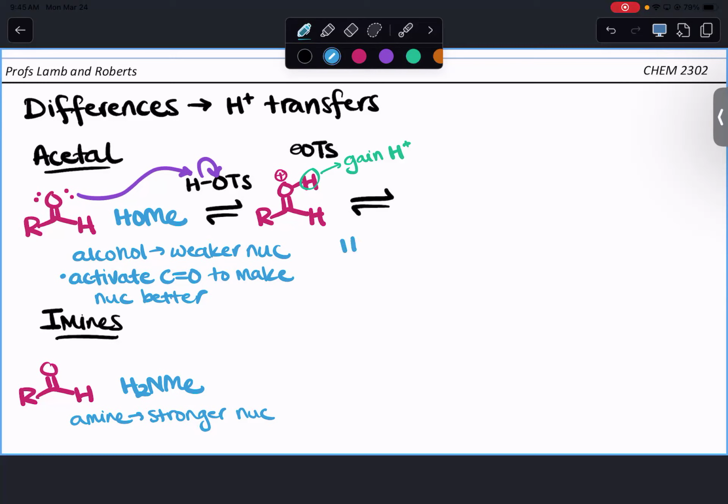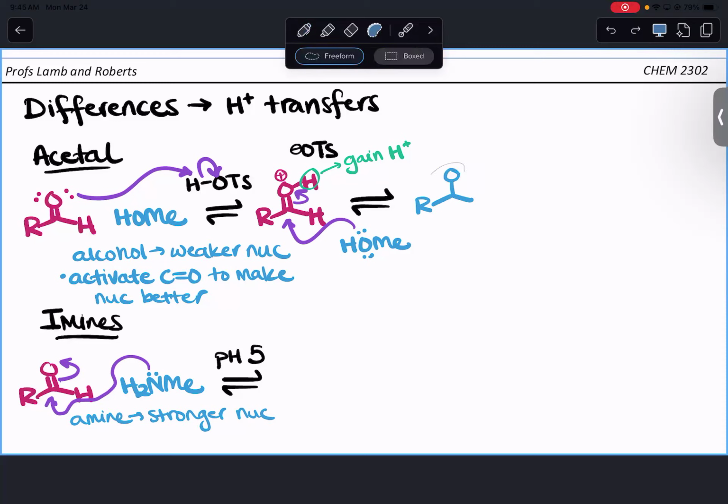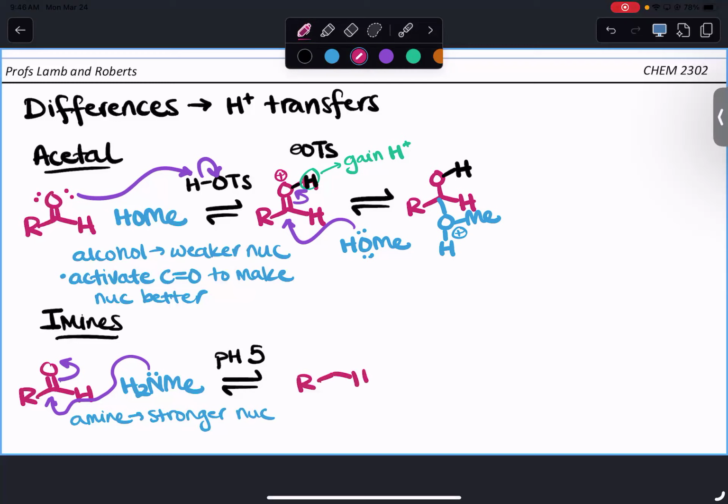Okay, so now it is time for us to add in our nucleophile. And I'm going to do the same thing in the bottom as well. Now, our nucleophiles are both strong enough to attack our carbonyl in either case. And this is the adduct that you get after the addition of your nucleophile in the case of the acetal, and this is what you get after addition in the case of the ketal.